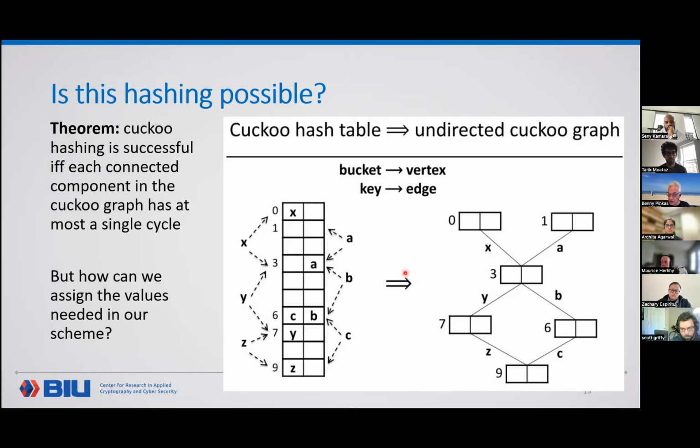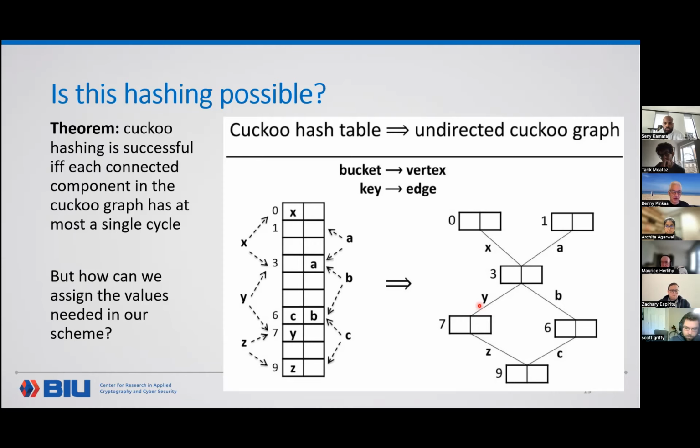Now, what we need to do is assign values to the nodes under the following constraints. X, which is mapped here and here, implies the constraint that the XOR of the value here and the value here is going to be x. And the XOR of the value we put in node 3 and the value we put in node 1 should be equal to a, and so on. So basically, we put a set of constraints on the values we should put in the table, and we should somehow solve this.